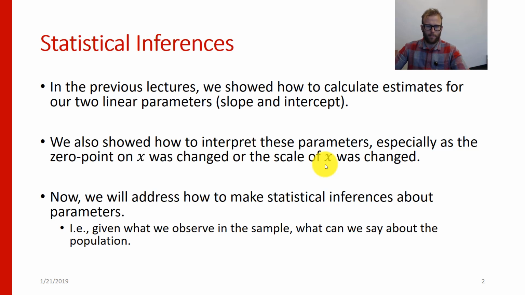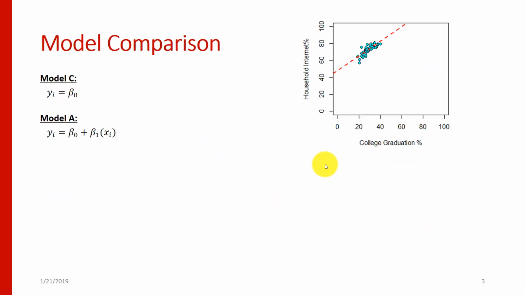So now we're going to address how to make statistical inferences about these parameters, which is to say, given what we observe in the sample, what can we say about what might be happening in the population?